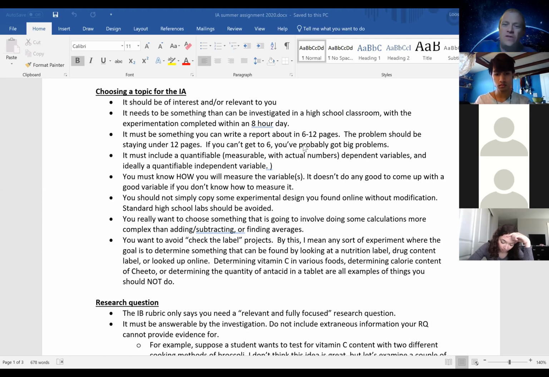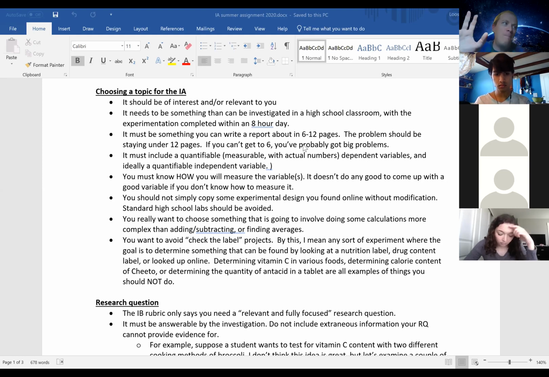Hopefully, what you want, so we have to think about an independent and dependent variable, right? The independent variable is the thing that you are changing, and the dependent variable is changing as a result of that. Hopefully, in a perfect world, both of those are going to be quantifiable, something you could actually measure and put a number to. That doesn't always happen, but at the very, very least, your dependent variable needs to be quantifiable. You need to have an output that is measurable.